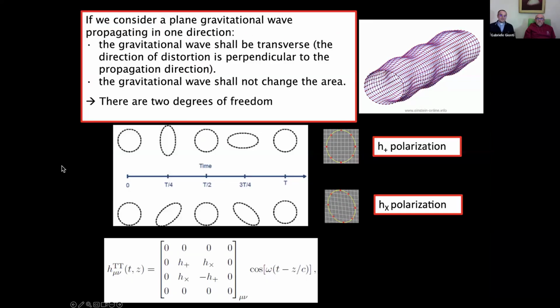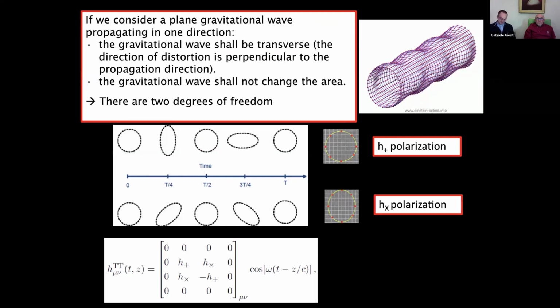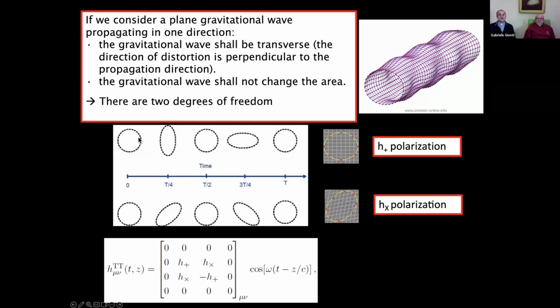If you consider a plane gravitational wave, probably you are more familiar with electromagnetic waves, but it's not so different. You have a plane wave, and the gravitational wave is a transverse wave, so the direction of distortion is perpendicular to the propagation direction.